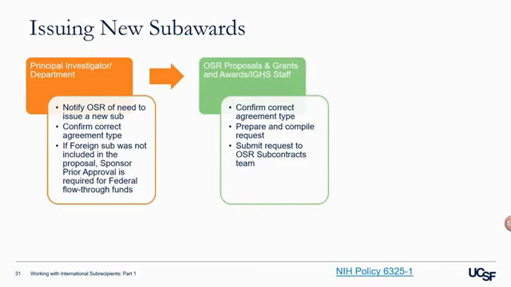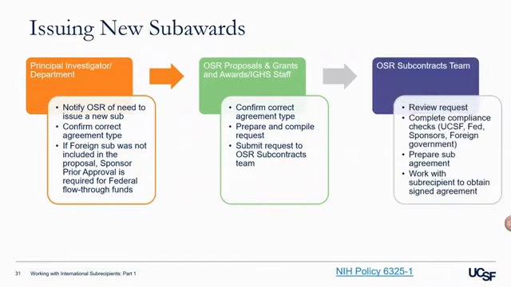Many of you have already done it, so yay. And if you haven't, it is available to you in the UC Learning Center. Again, we have a link later on. And at this time is when the subcontracts team would see it. You'll notice they weren't involved at the proposal stage. They're going to get involved when it comes to issuing subawards, and they're going to review the request to make sure that they have everything they need.